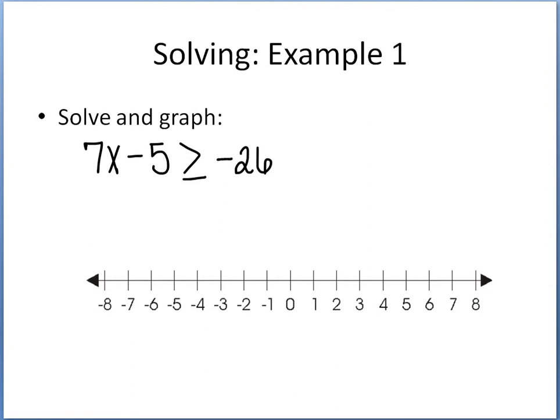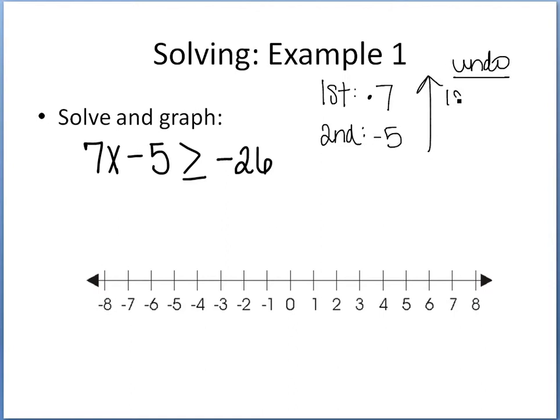Okay, let's talk about solving. Like I said, the steps to solving are pretty much the same. I look for distribution. I don't see any. I look to combine like terms. I don't see any. I'm looking at what is happening to the variable. I see what is happening first is it's being multiplied by 7, and second is we're subtracting 5. So when we undo that, first thing I'm going to do is the opposite of subtracting 5, which is adding 5. Then second, I'm going to undo multiplying by 7, which is dividing by 7.